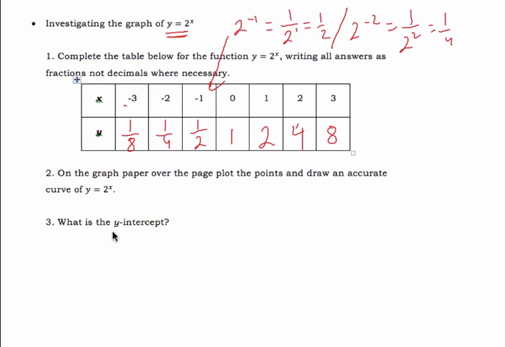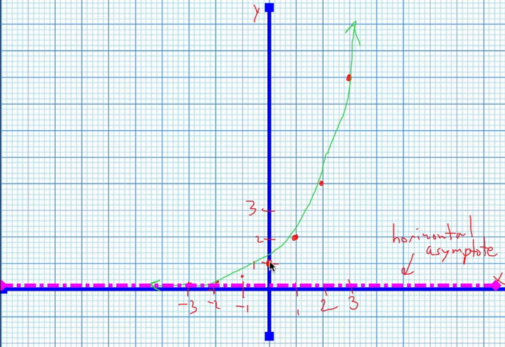Alright, and asked what is the y-intercept? We can see that straight away from the table of values. When x is 0, y is 1. So the y-intercept is 1. Okay, we can see that on the graph as well. The y-intercept is 1.